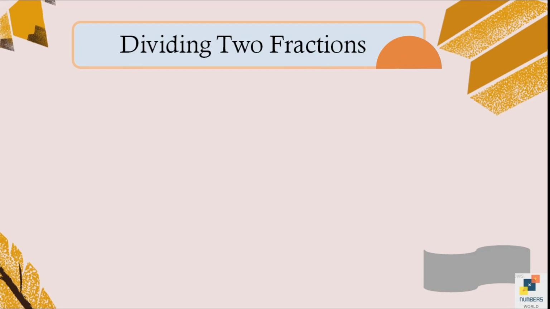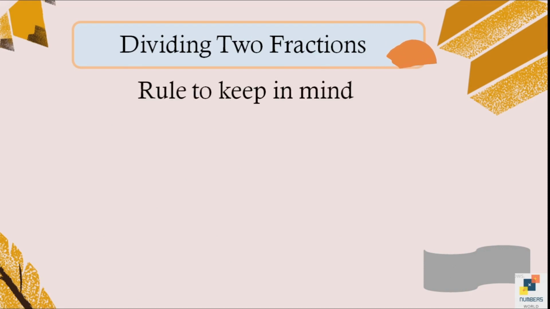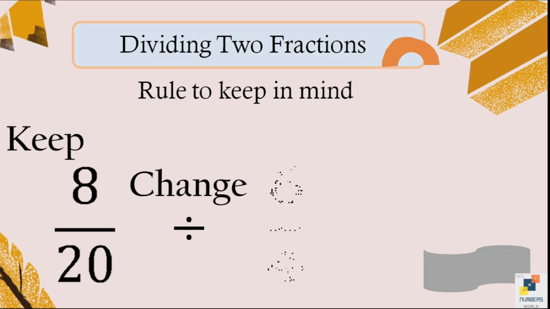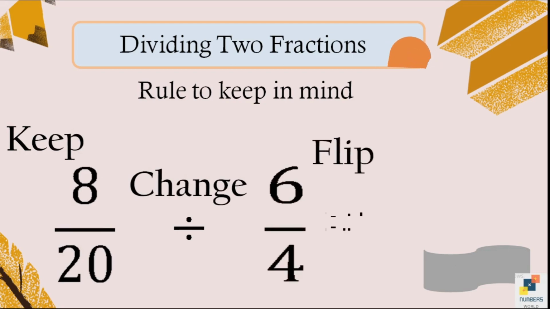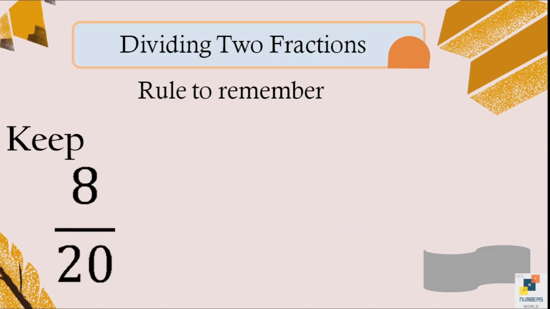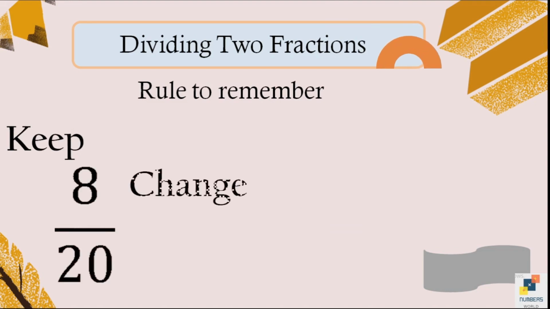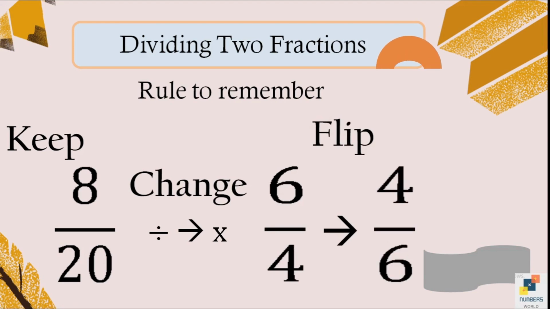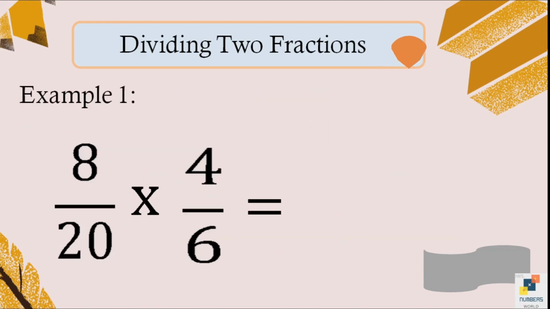Now let's start the process of dividing two fractions, but there is a rule that you should keep in your mind, that is keep, change and flip. Keep your first fraction, change your operation and flip the second fraction. So let's start applying it. We are going to keep our first fraction, which is 8 by 20. We'll change our operation from division to multiplication and we'll flip the fraction from 6 by 4 to 4 by 6. So this is what we get as a result.